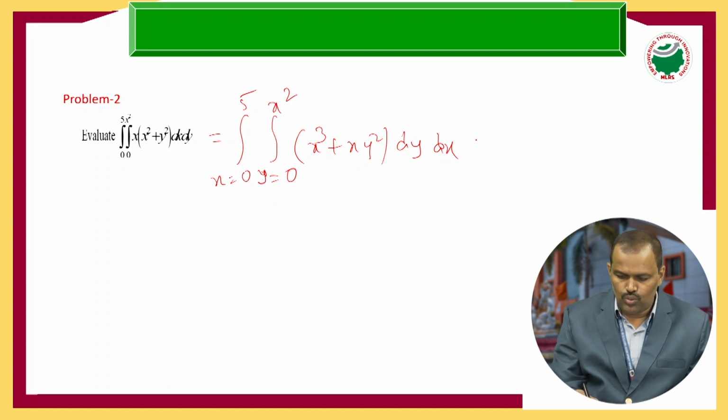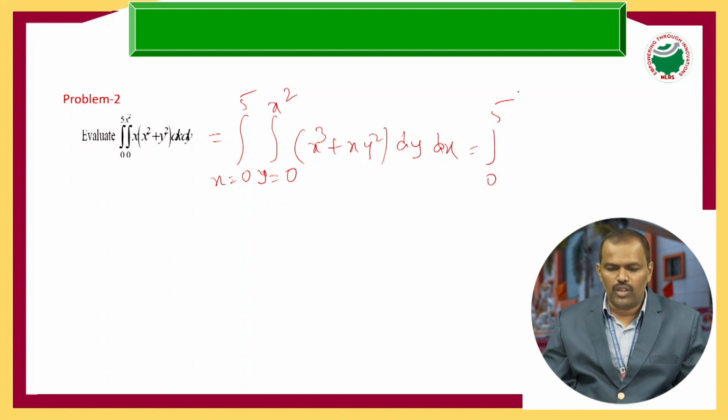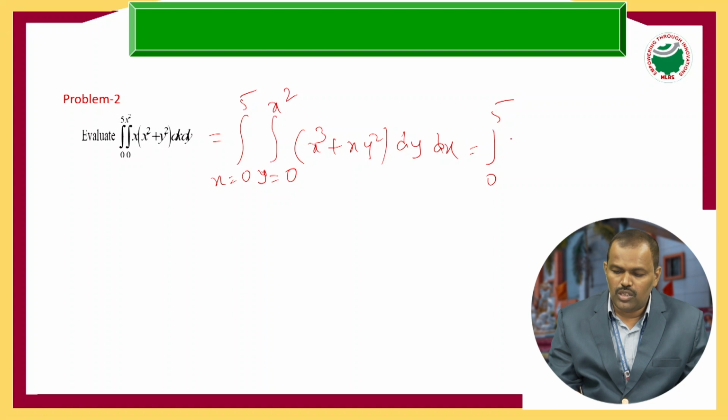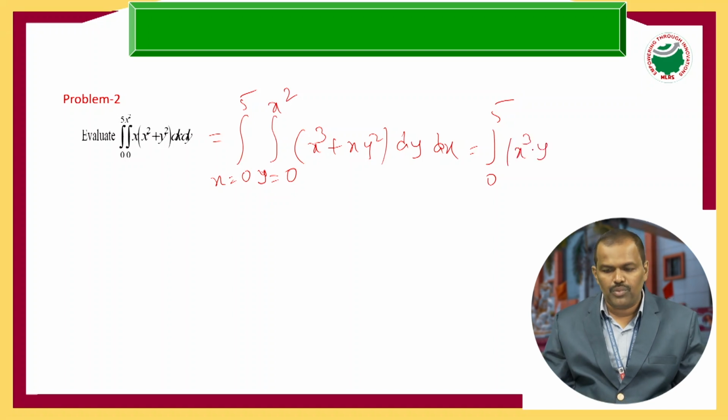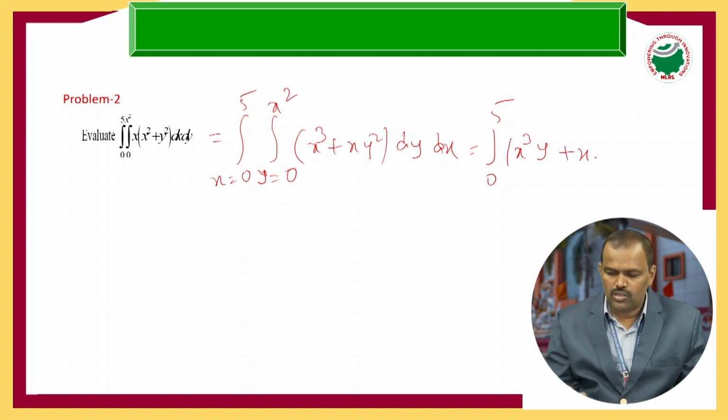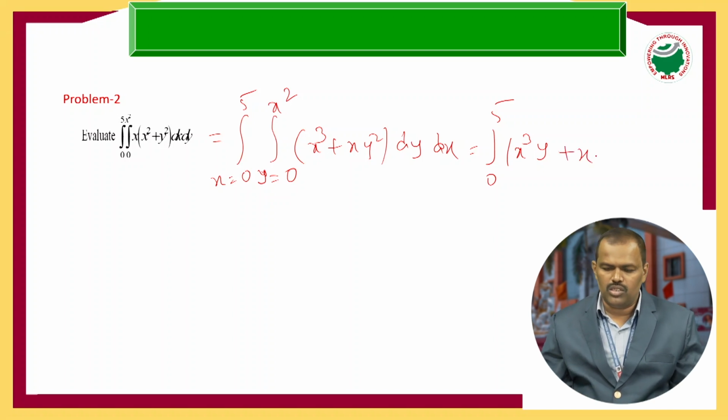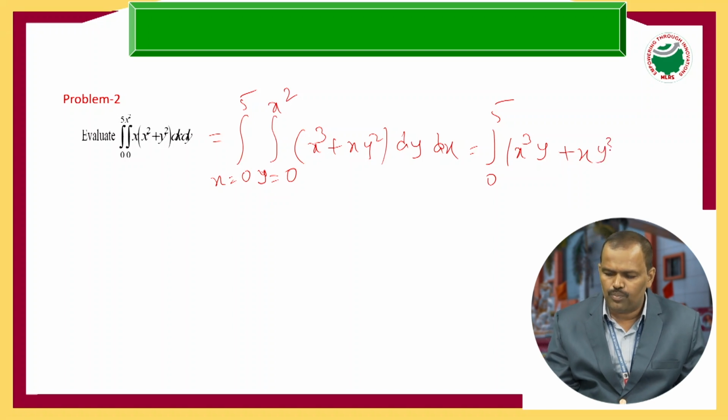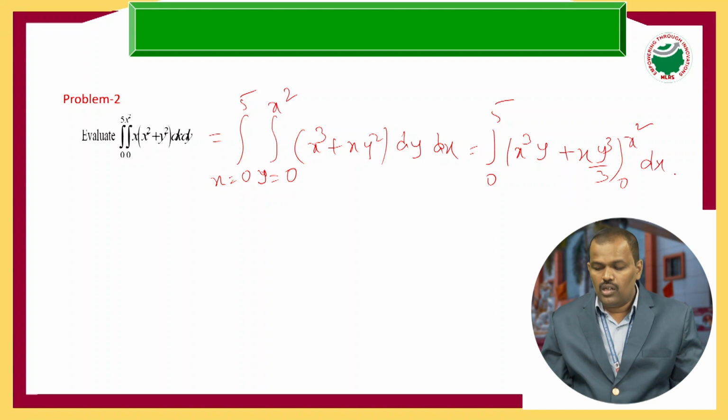So that is equal to, here first x terms are constant, x limit 0 to 5 only. So integral of x cube dy. Integral of x cube dy is, x cube is a constant, into integral of 1 dy is y, plus x terms are constant, that I am telling now, x terms are constant. Integral of y square dy is y cube by 3. So limits are 0 to x square, dx. So here I applied first with respect to y.